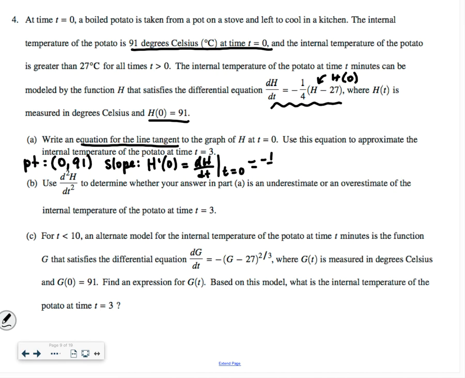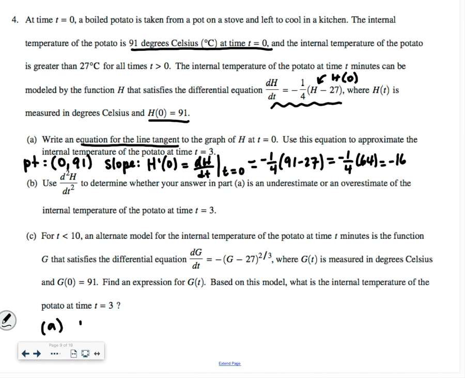So we're going to have -1/4 times 91 minus 27. When we find that, we end up getting 64, so -1/4 times 64, so -16. Okay, so that's going to be our slope. I should have written it down here.